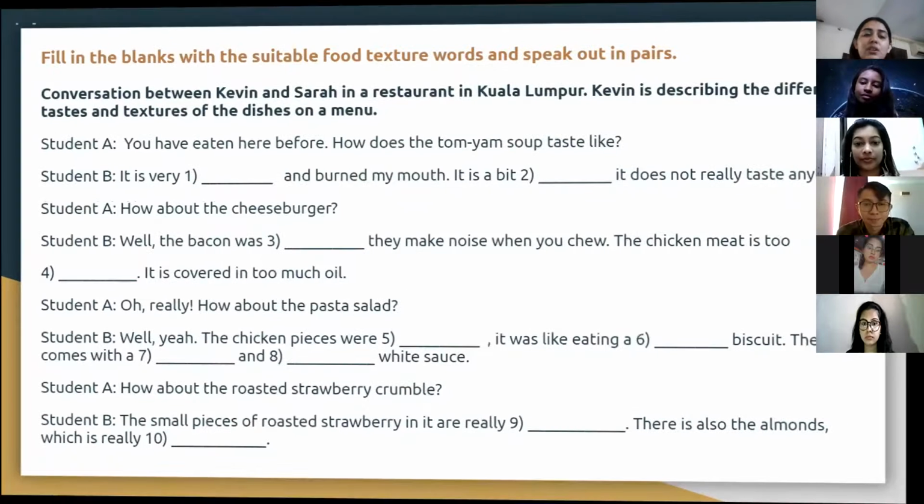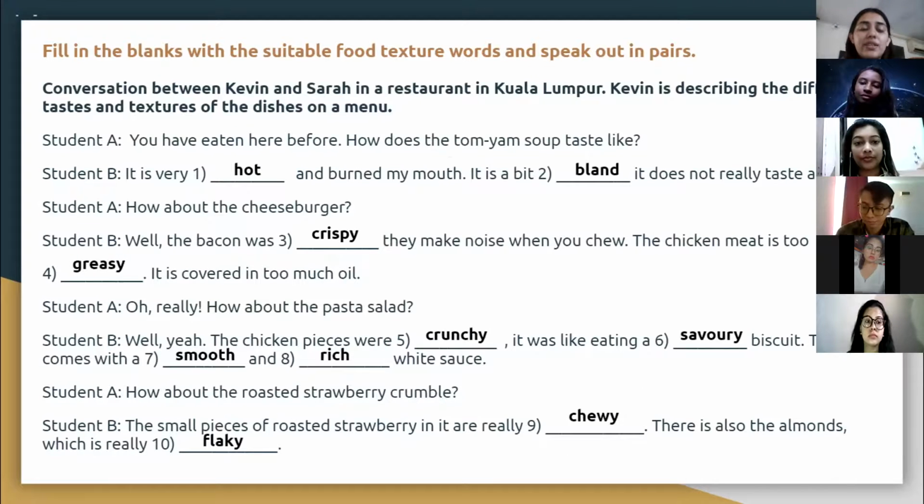So, the conversation between Kevin and Sarah in a restaurant. Student A said, "You have eaten here before. How does the tom yum soup taste like?" Student B said, "It is very hot and burned my mouth. It is a bit blunt. It does not really taste anything." So as you all know, hot is something like spicy also, and blunt is boring, right?